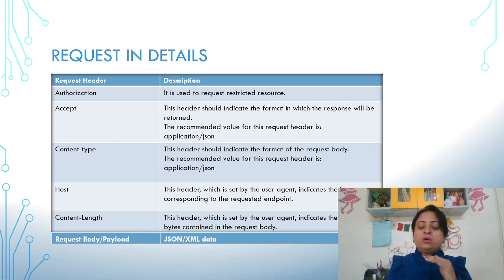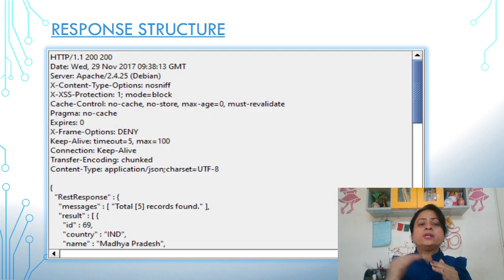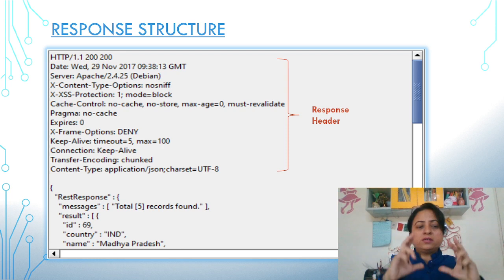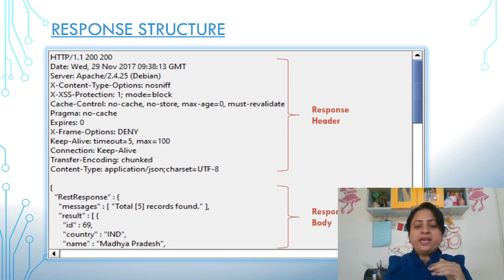Okay, so now we move to response structure. So what is response structure? Like what all headers are there in a response, which are important, which ones should we know. We'll cover all of this here. The first part, from the date till the content type, is the response header, and the lower part, the JSON format part, is your response body.